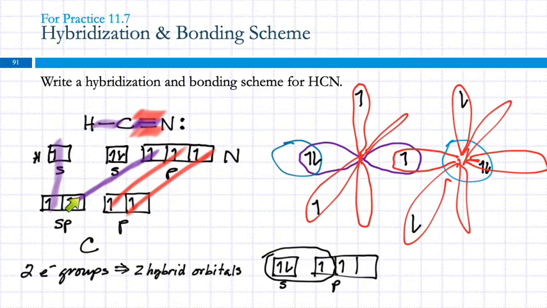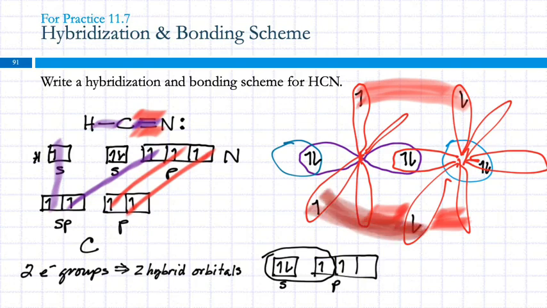So I've got this one overlapping with this, it's making a sigma bond. So there's the electron from the nitrogen. And then these guys are overlapping. And then these guys are overlapping. And so I have 2 pi bonds, this one and that one, 2 slightly different shades of red, and then I have 1 sigma bond. And what this is asking, it says it wants a bonding scheme, and so it wants us to label those bonds.